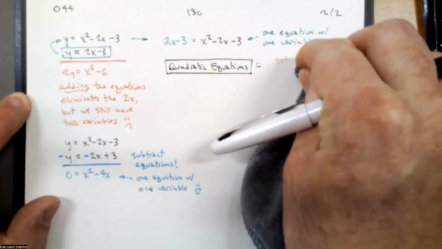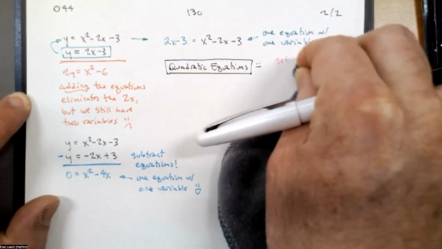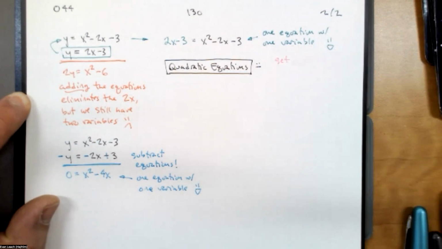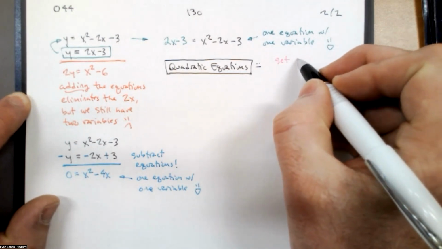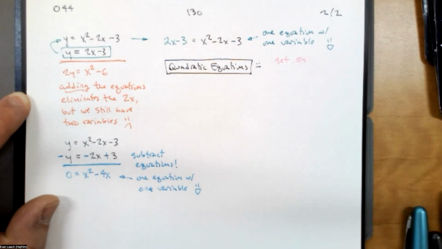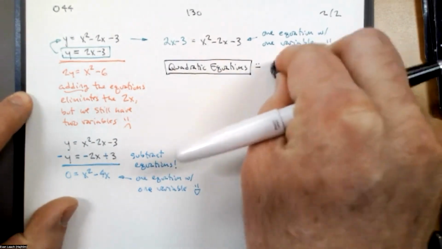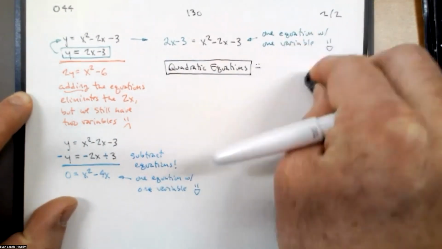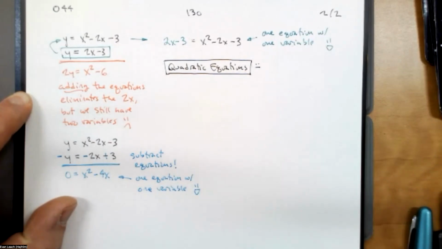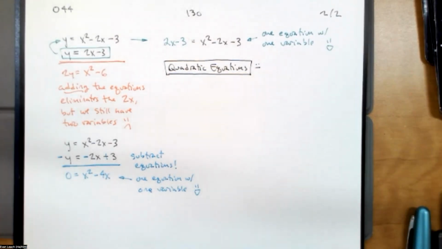I grew up saying the word set equal to 0, which is not a good way to phrase it. Set one side to 0. Set is also a terrible word. I really got to watch my phraseology. I'm going to say get everything on one side, like make one side 0. Get everything on one side.